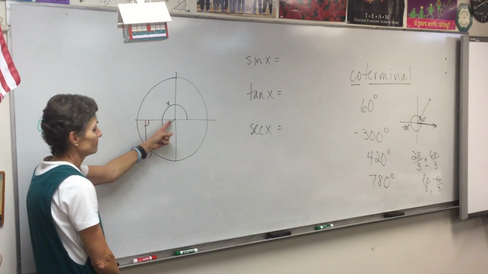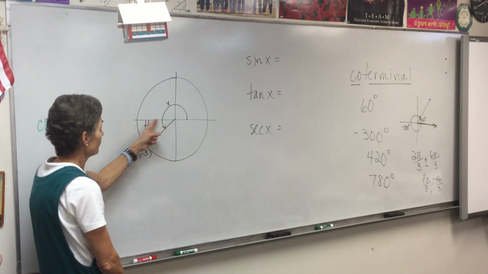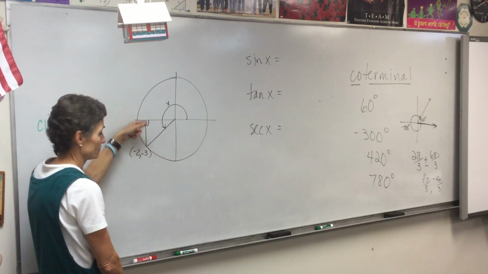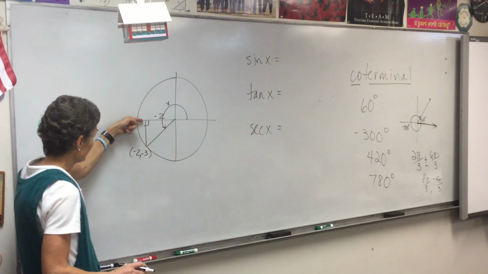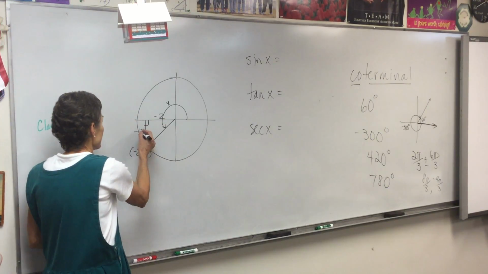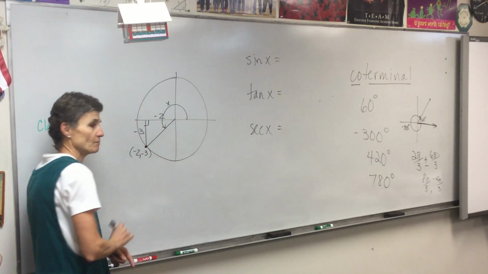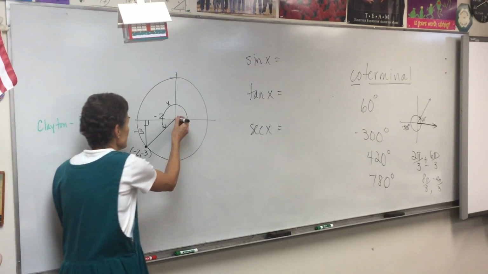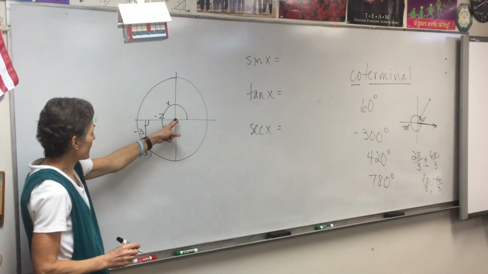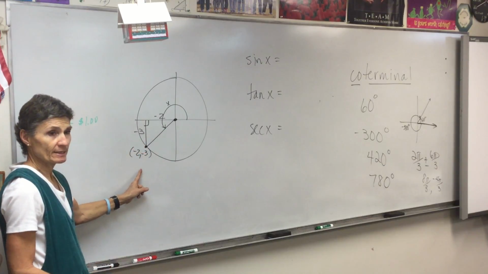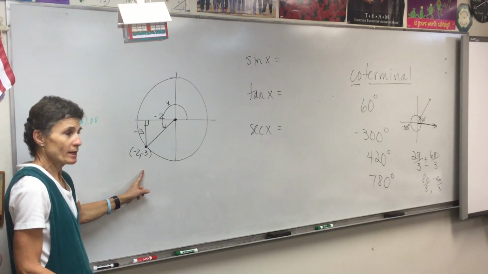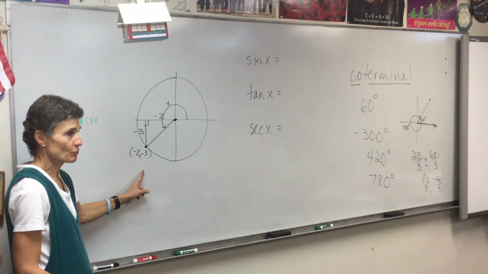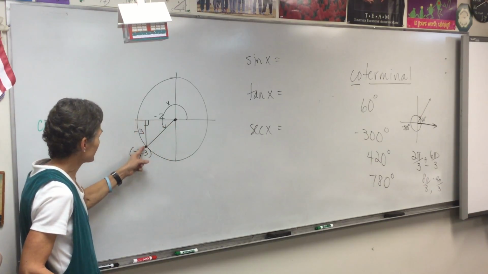Two sides are negative. What's this side? How long? -2. What's this one? -3. Kids, if this is the point -2, -3, and this is the origin, don't we have to go left 2 and down 3 to get to that point? Shake the cobwebs out. That's not tricky. We've got to go left 2 and down 3.